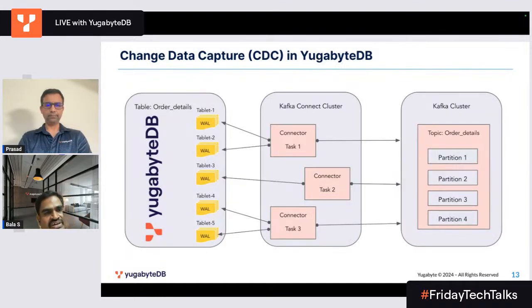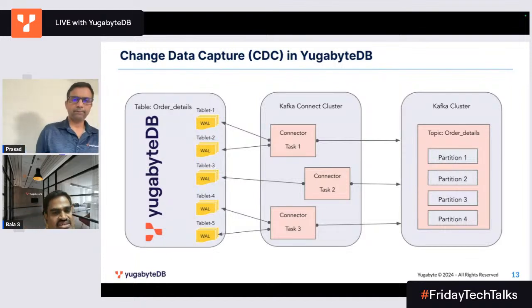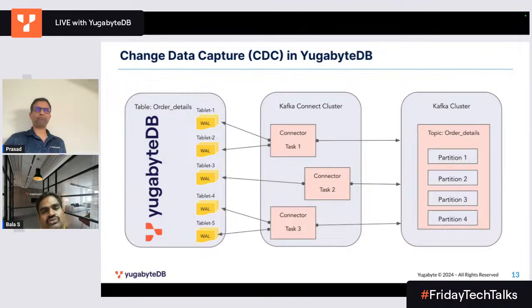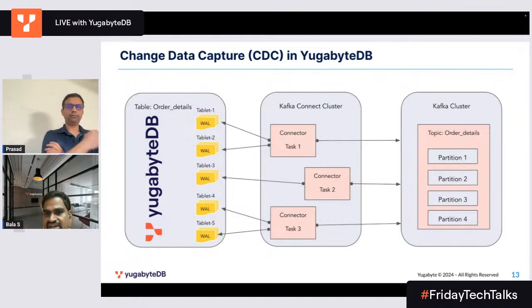So in this example, we took an order details table, which is available in multiple tablets in the WAL, where you can see that. These tablets are going to be processed in the Kafka Connect clusters by having multiple tasks like task 1, task 2, task 3. Each of the tasks is going to process a set of tablets, and finally it is pushing those changes to the partitions that you created on the Kafka side, where it will start storing that data into the respective partitions, right?